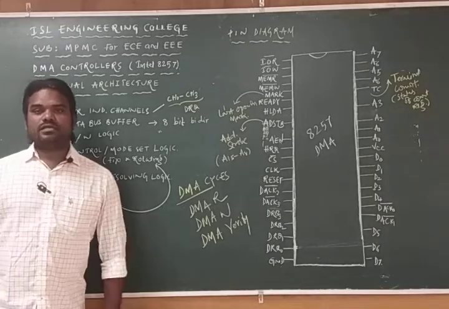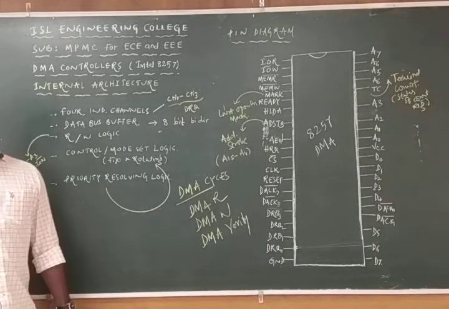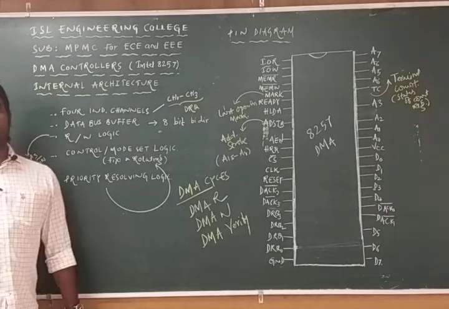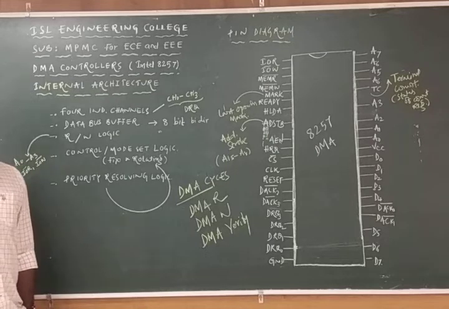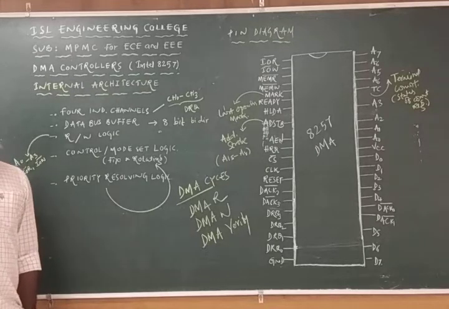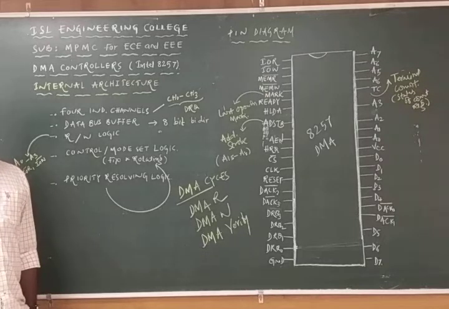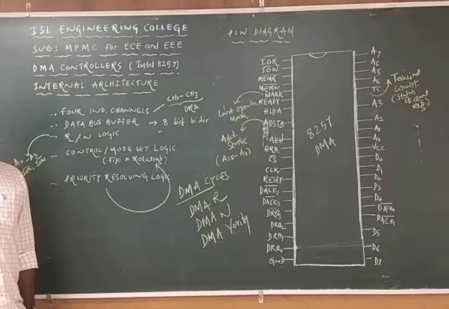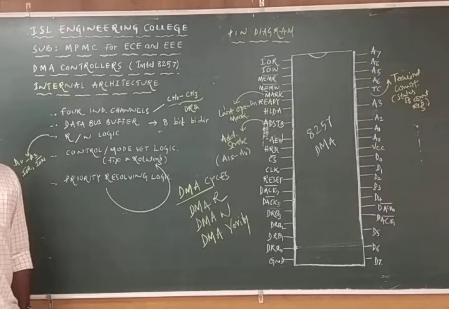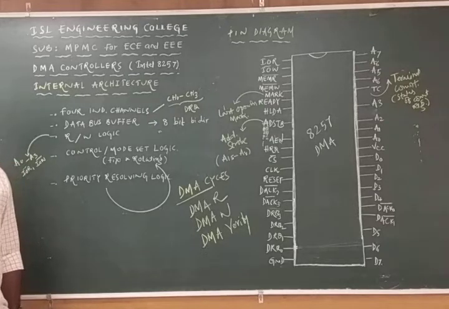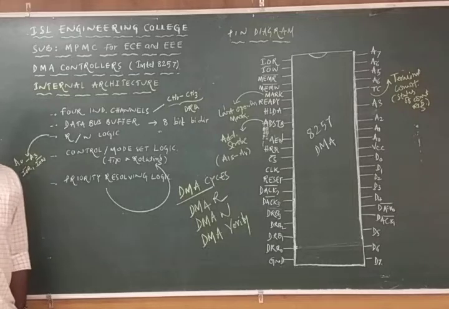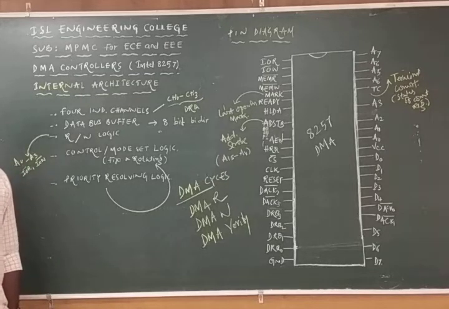In continuation to the last class, in this video I am going to talk about the internal architecture of 8257 and the pin diagram of that 8257. As we discussed in the previous class, 8257 is a programmable integrated circuit produced by the Intel Corporation, and it is named a DMA controller. DMA stands for direct memory access.